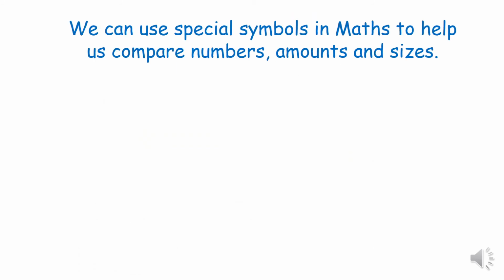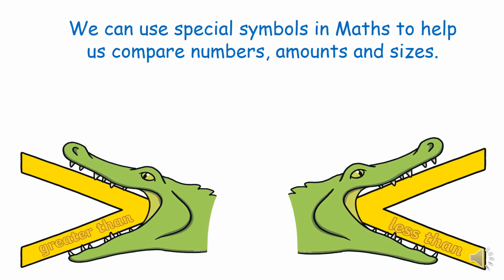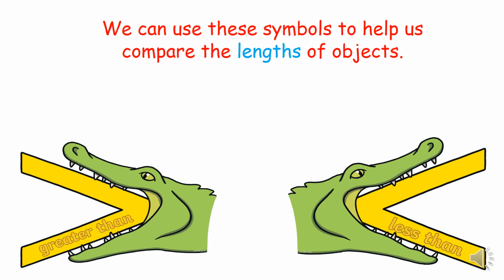We can use special symbols in maths to help us compare numbers, amounts and sizes. You might have used these before. Can you have a guess which symbols I'm talking about? Well done if you got it correct. The greater than symbol and the less than symbol. These symbols are used in maths to help us compare numbers, amounts and sizes. We can use these symbols to help us compare the lengths of objects.